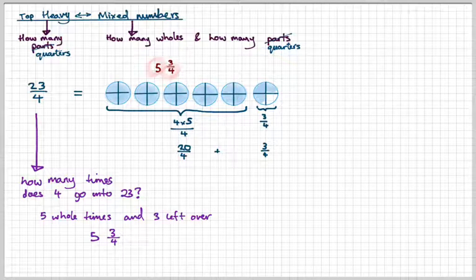So that is how to turn a top-heavy fraction back into a mixed number. You find out how many times the denominator goes into the numerator. How many times does 4 go into 23? It goes 5 whole times and 3 left over. Okay? Let's now look at adding and subtracting fractions.